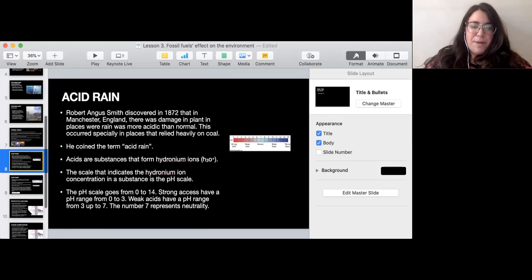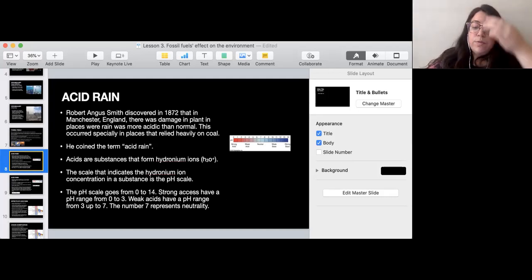Now we're going to talk about acid rain. In the 1800s, Robert Angus Smith discovered that there was damage to plants and trees, and it was related to a type of rain more acidic than normal. He coined the term acid rain. Acids, as you know, are substances that form hydronium ions. And the scale that indicates the hydronium ion concentration in a substance is the pH scale.